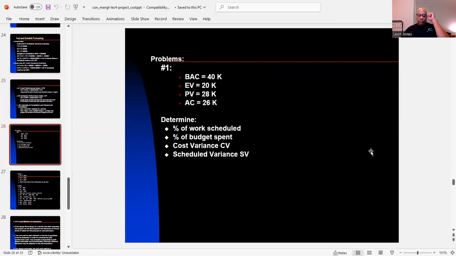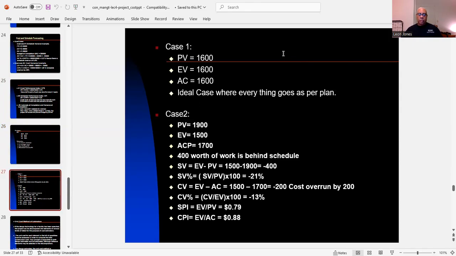All right, problems. You have BAC equals 40K, EV equals 20K, PV equals 28K, AC equals 26K. So what you have to do, you have to determine the percentage of work scheduled. Also, you have to determine the percent of budget spent, the cost variance, and the schedule variance. So, case one, PV equals 16,000, EV equals 16,000, AC equals 16,000. Ideal case where everything goes as planned.